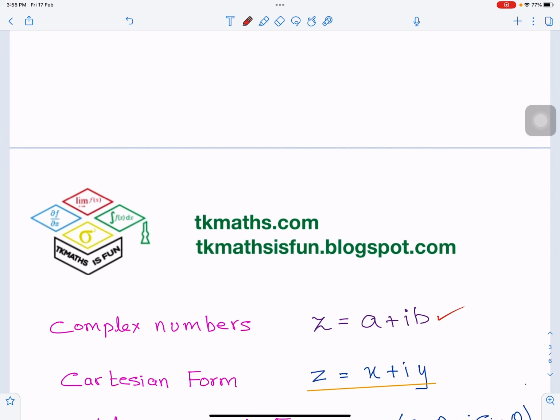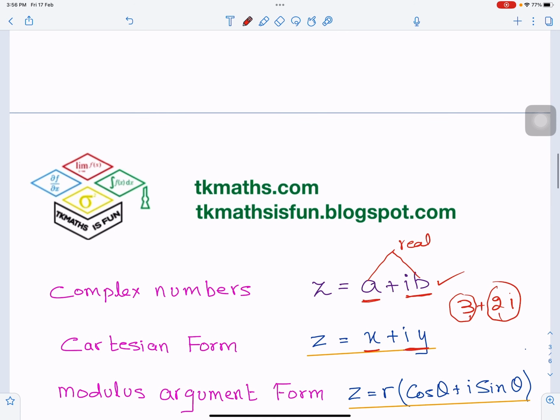You can write x plus iota y, you can write a plus iota b, where a or x is a real number. Iota b, this whole term, is an imaginary number. But don't forget that a itself and b itself are real numbers. What do I mean by this? We write like this, right? So this 3 is a real number, 2 is a real number. But 2 iota is an imaginary term and 3 is a real term. So remember this thing. This form is called Cartesian form.